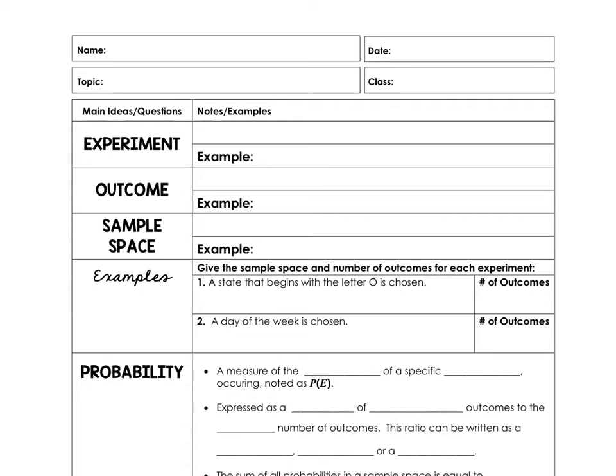Here we go, guys, the home stretch. We've got probability and then we're done. I know, it's so exciting.